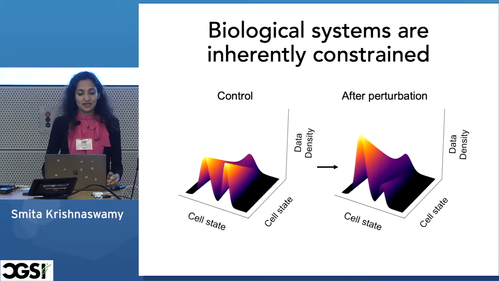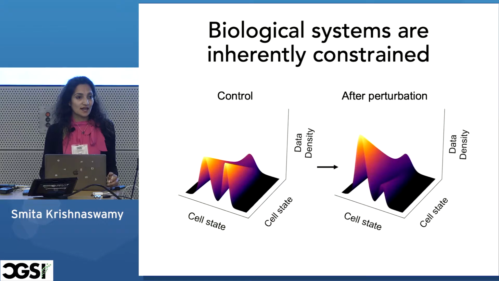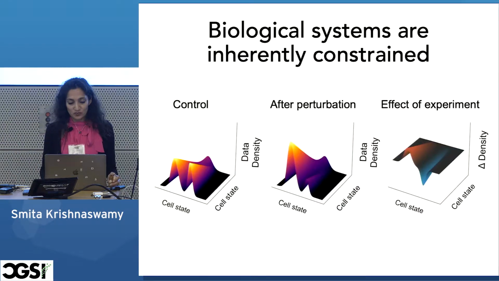So the main idea is the control cells might be distributed high-dimensionally in some way through the manifold, but after perturbation, you have a change. The change can be subtle. It can be in certain areas. And we want to take the whole manifold into account when we tell you what's different between the two single-cell populations. And this would involve saying they're different exactly here, at whatever level of granularity that you want.